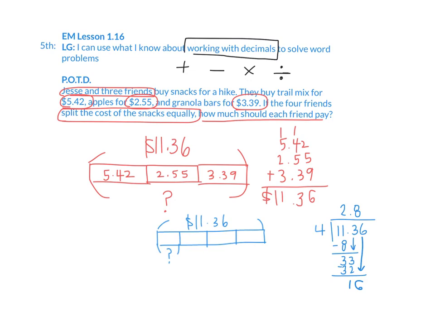4 hundredths. Is 16 hundredths divided by 4 equal to 4? No. It's 4 hundredths. Good. That's important. Okay, and we have nothing left. So how much should each friend pay? $2.84. Good. So you can see that this is a two-step word problem, and these are examples of how we can draw tape diagrams to model our thinking.